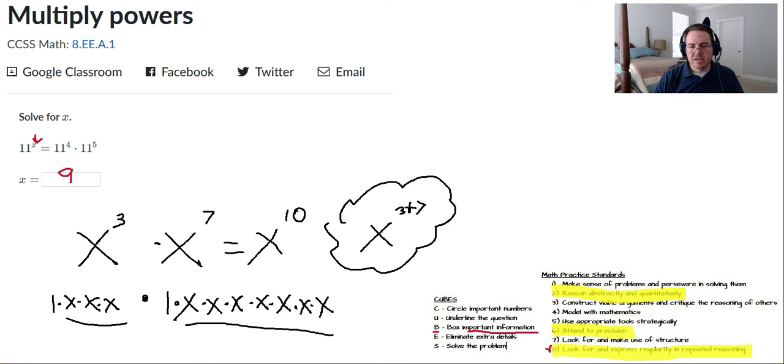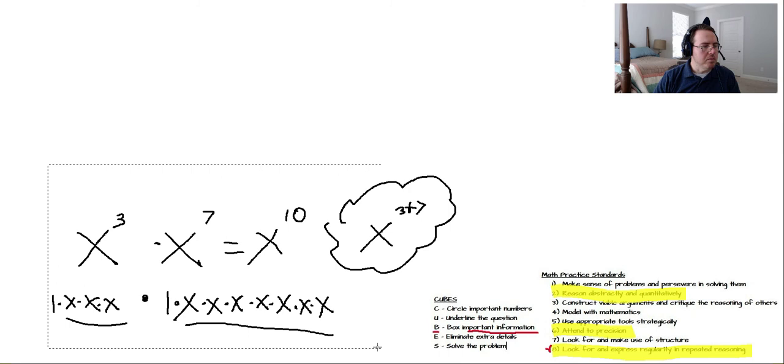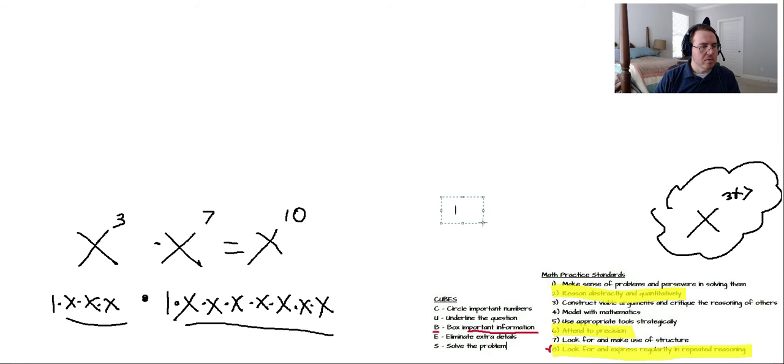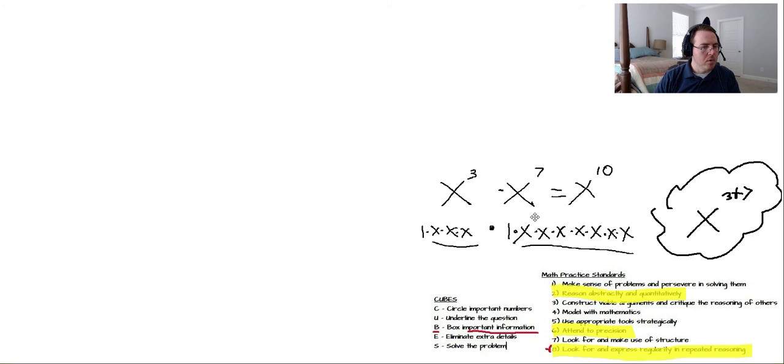But let me do another one. Here we go. Okay, so, new problem. I think I'm going to try and move this. Let's see if I can save. We'll save our little abstract rule there. Okay, so let's get another problem in here. Let's do it.